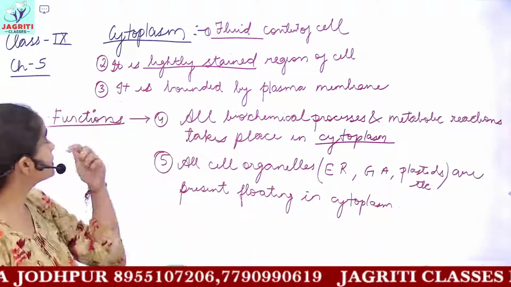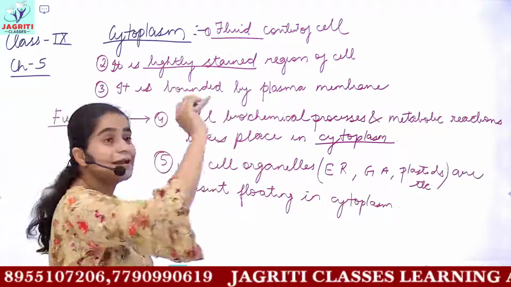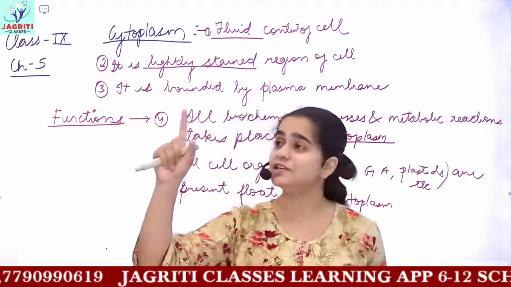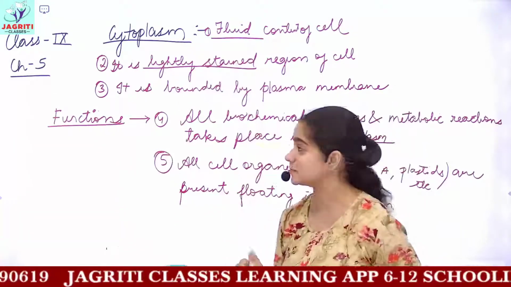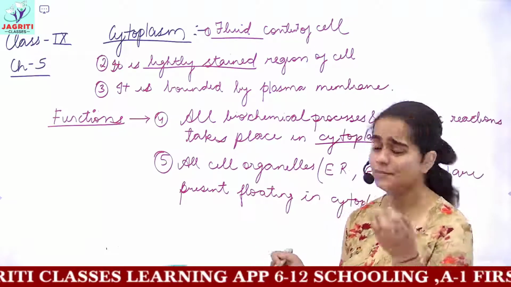So this is what you should know about the term cytoplasm. So cytoplasm is the fluid content of the cell, then it is lightly stained. Whenever you prepare a temporary mount, then the region which you'll observe with a lighter shade would be your cytoplasm. Then it is bounded by the plasma membrane, or you can write the cell membrane itself.